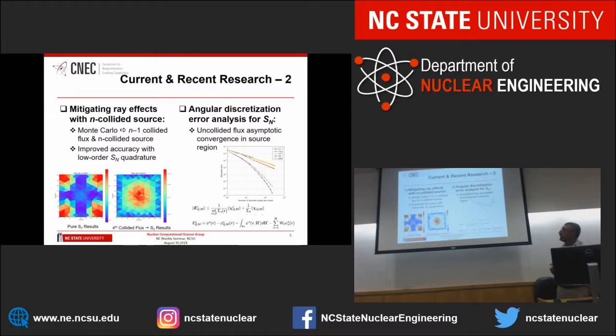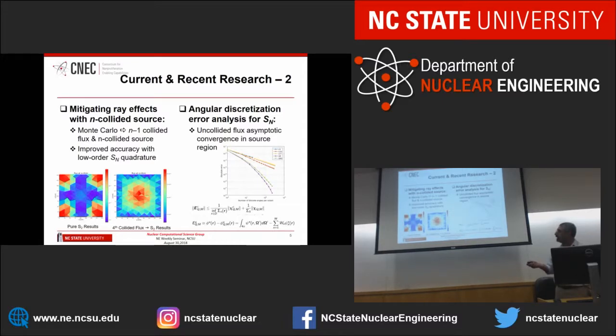Ray effects is something, a defect basically, that affects discrete ordinates methods. So this student developed a Monte Carlo approach to compute the nth collided flux source, nth collided source, to decrease the effect of ray effects. Ray effects here in this particular problem, where you have a source in the middle of an air enclosure. If you think through the problem mentally, you'd see that the maximum flux should be at the center.